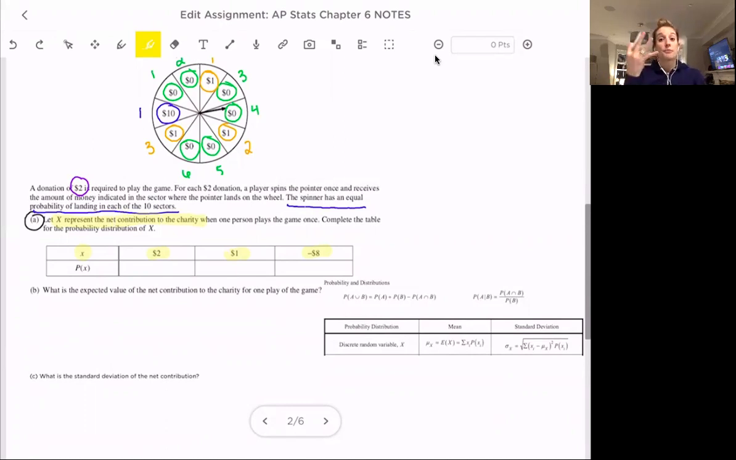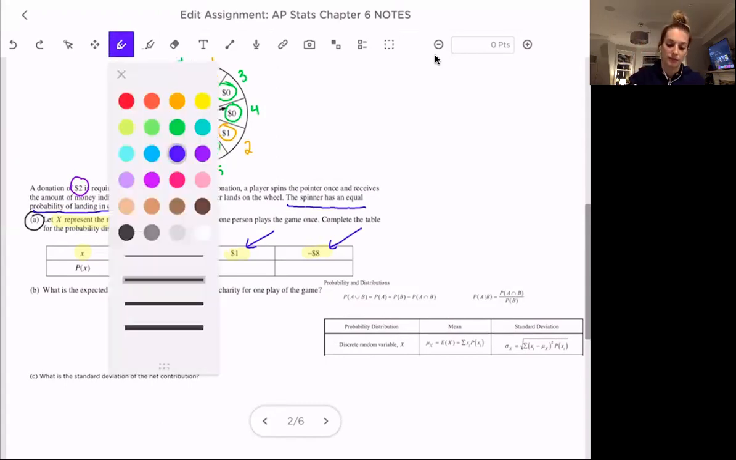Well, there are actually 3 outcomes for you as the person running this game on behalf of the charity. You can get $2 off of a player. You can get $1 off of a player. Or you as the charity can actually lose $8 to a player. Let's talk about how these 3 outcomes can occur, right? And remember, our probability distribution in this table is from the perspective of the net contribution to the charity. Let's relate it back to the spinner itself.